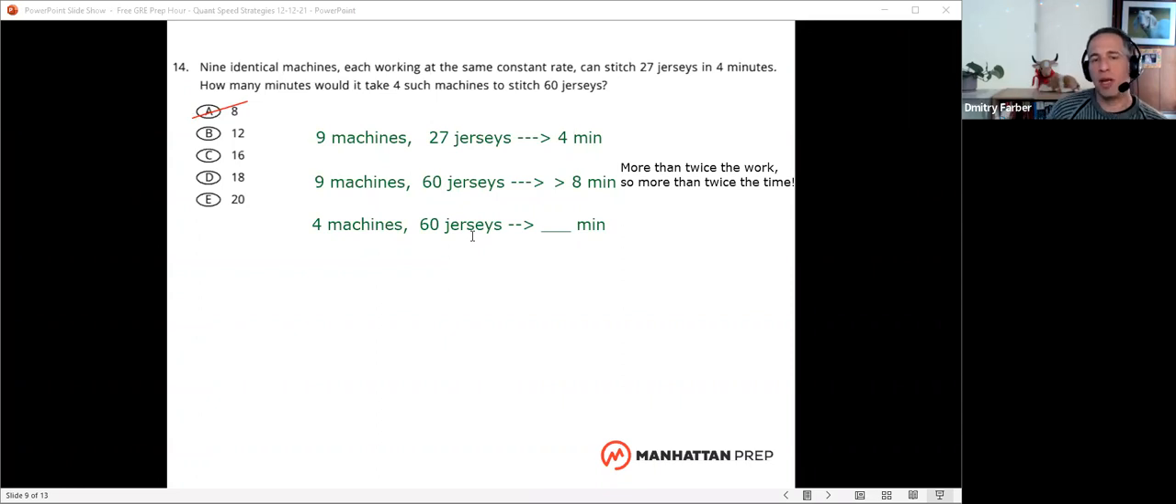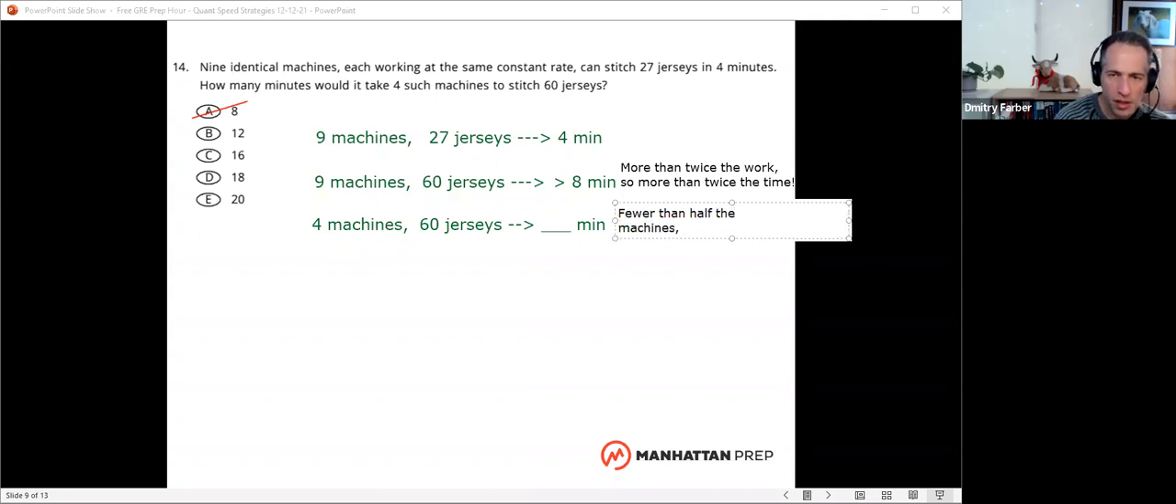What effect should it have when I go from having 9 machines to 4 machines? Is that going to make the time lower or higher? I have to be careful, because if it would make the time lower, then maybe I was right. I would have been right to pick 8 after all. But 4 machines is also going to make us slower, right? So we're going to have fewer than half the workers, so it's going to take more than twice the time. Do we see that?